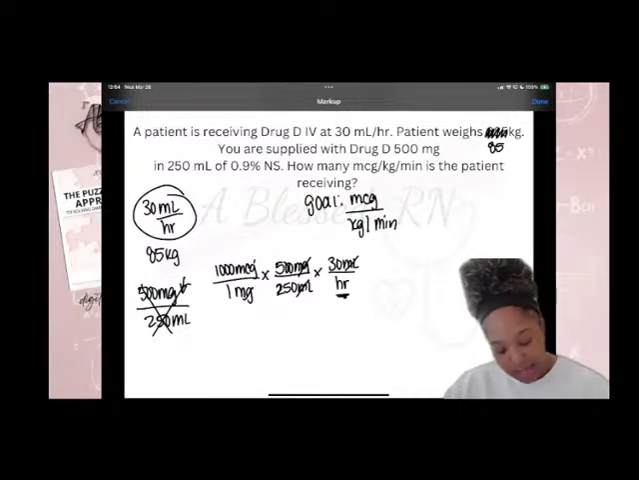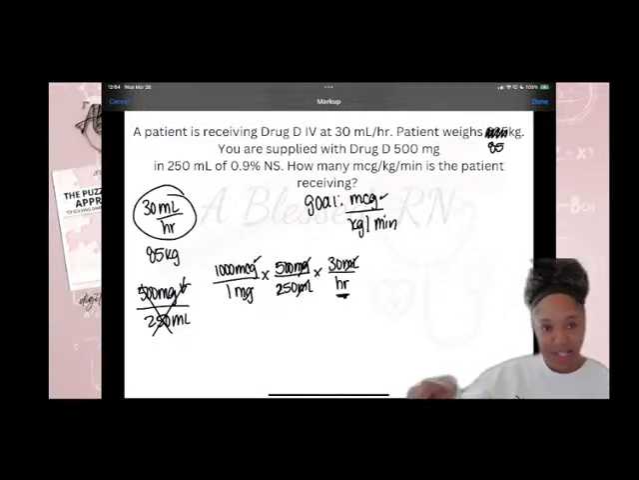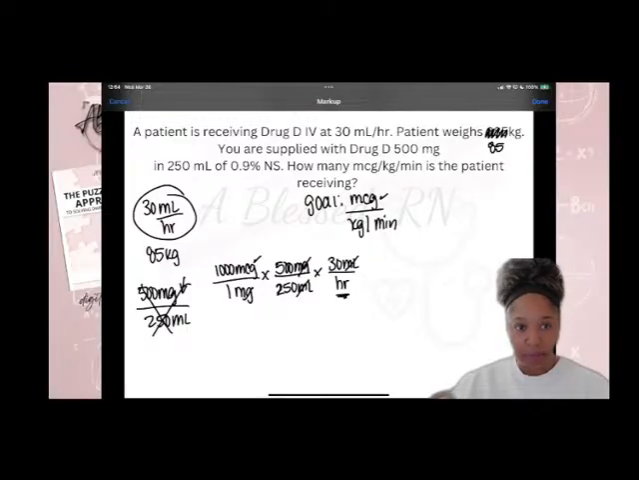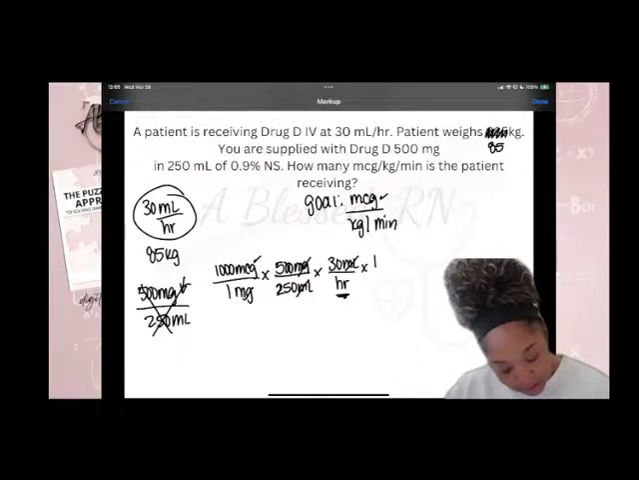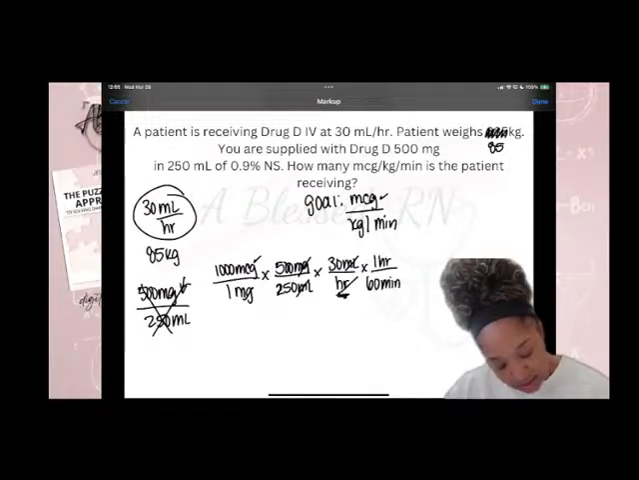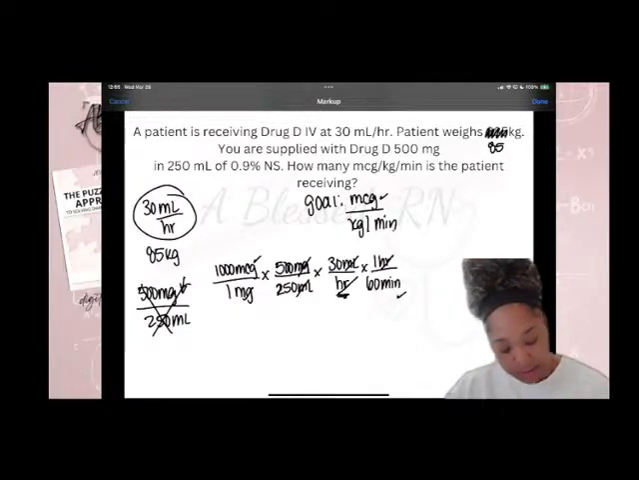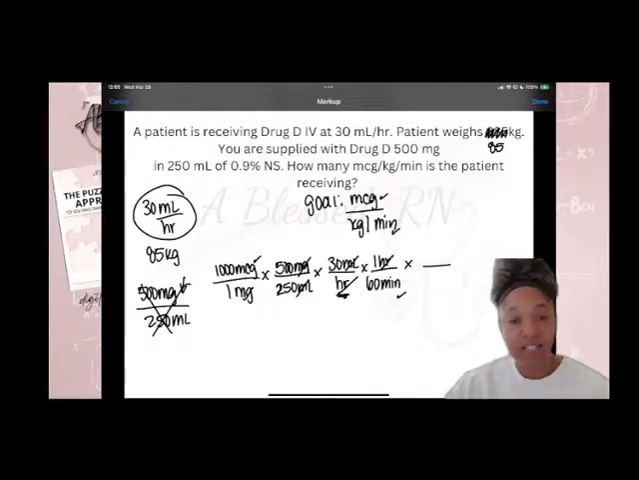So we got micrograms on the top. We need kg and minute at the bottom, right? I have hour. So what am I going to do? I need minutes. So I just do a conversion. 1 hour is 60 minutes. Cancel that out. So that's on the bottom. Boom. My last piece of the puzzle needs to be the kilograms.